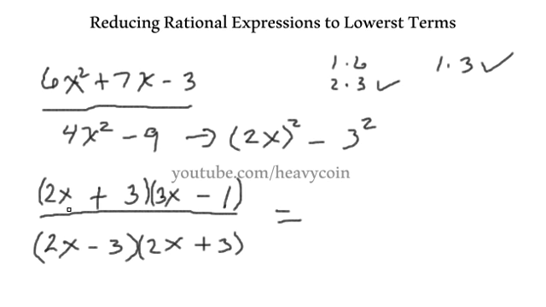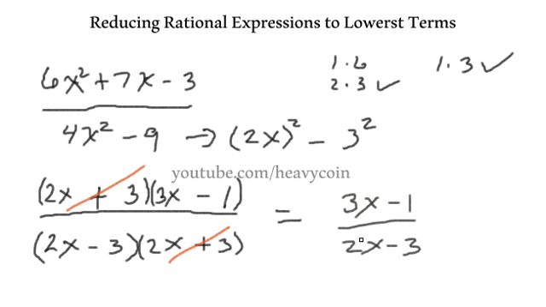Alright, so now what we can do is cancel some stuff out. We have a 2x plus 3 in the numerator and a 2x plus 3 in the denominator, so we can cancel that out, and we're going to be left with 3x minus 1 over 2x minus 3, and that's as far as we can go in reducing this down right here. Okay.